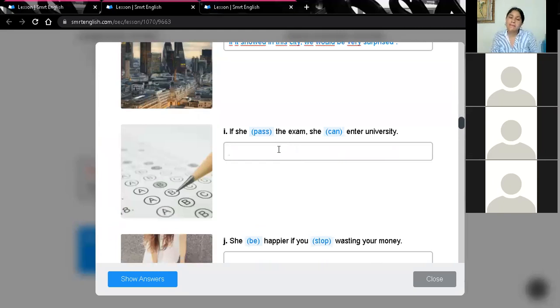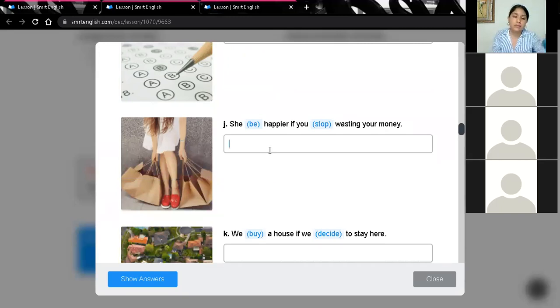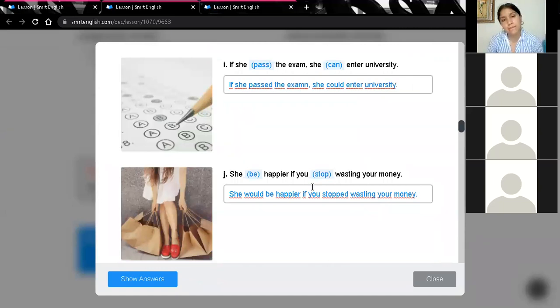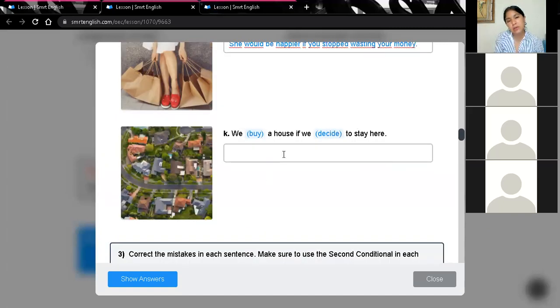Alondra, letter I, please. If she passed the exam, she could enter university. Very good. Letter J, Guillermo, please. She would be happier if you stopped wasting your money. Very good. Good job. Can I see the letter I, please? If she passed the exam, she could enter the university. Good? Okay, thanks. Okay. Jose, help me with letter K, please, with the last one.